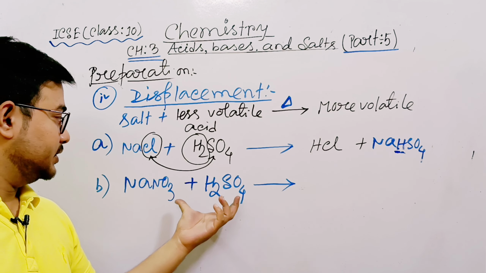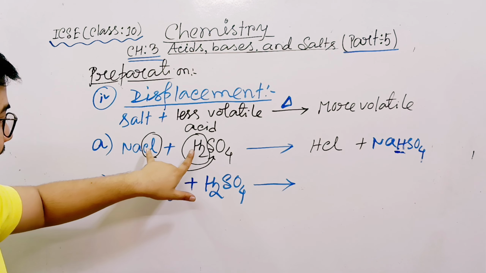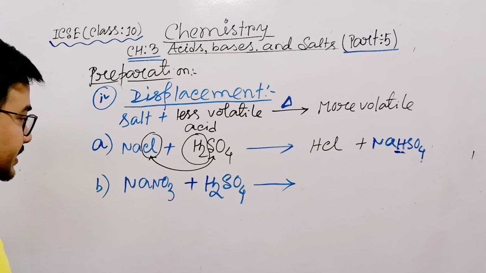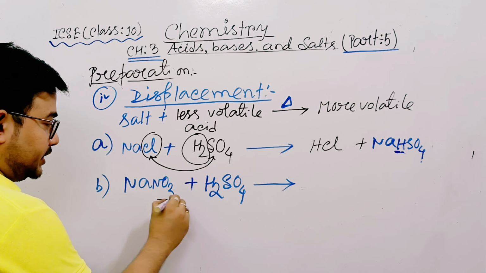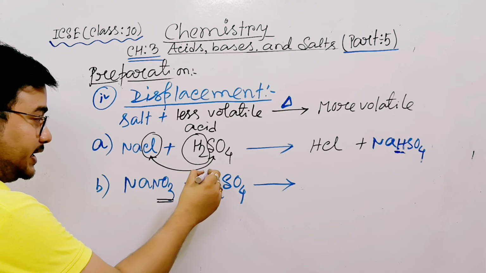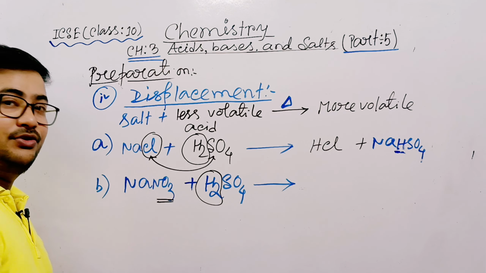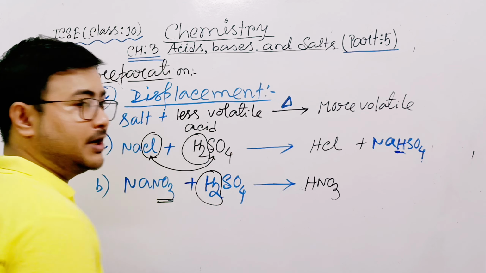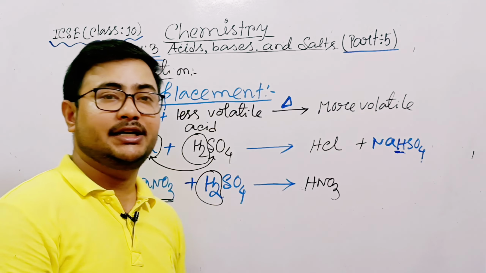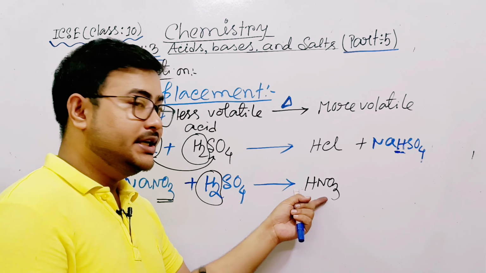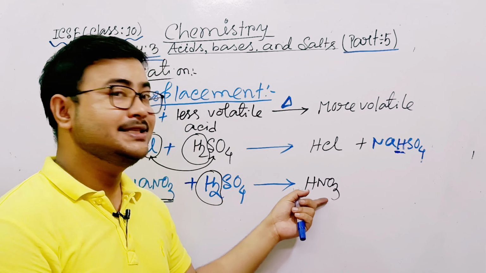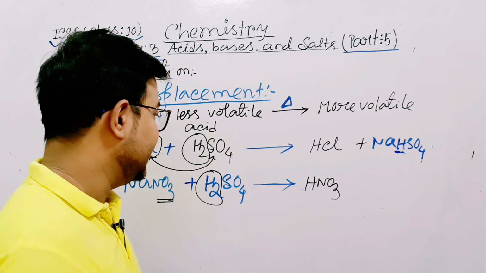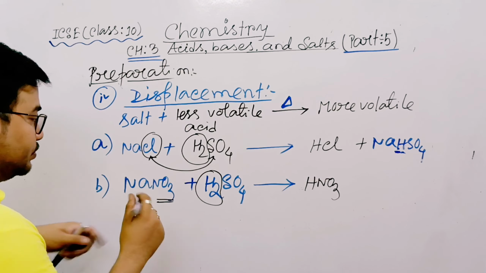Sulfuric acid we have. See here HCl. Can you find out any acid here? See, NO3. So HNO3. Do you understand? So HNO3, nitric acid, is more volatile. If you open the lid of the container, it will volatilize, that is, evaporate out in presence of atmospheric temperature or heat. So HNO3 done.